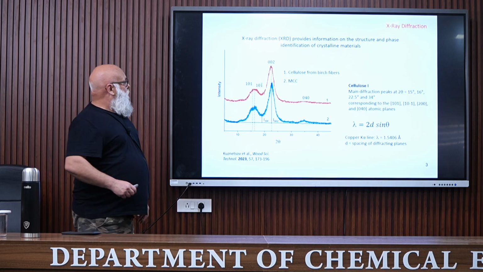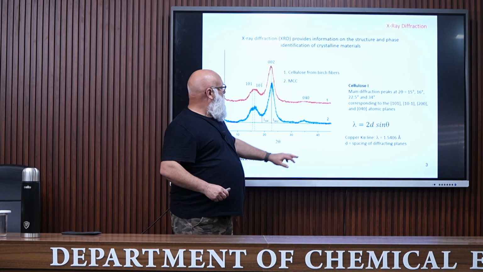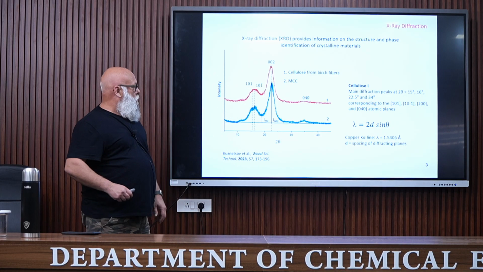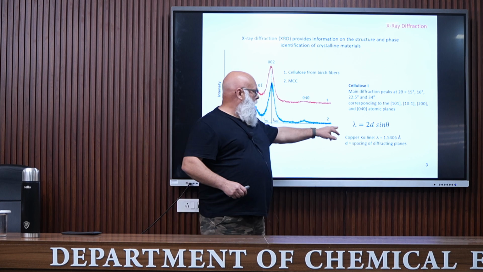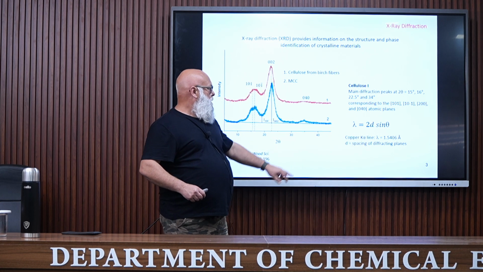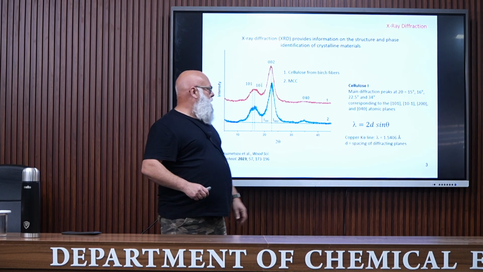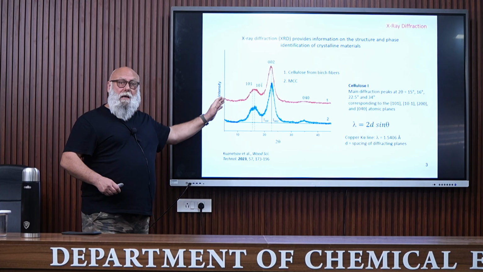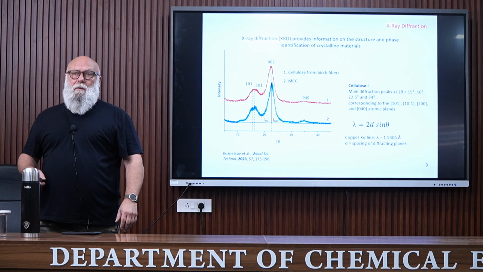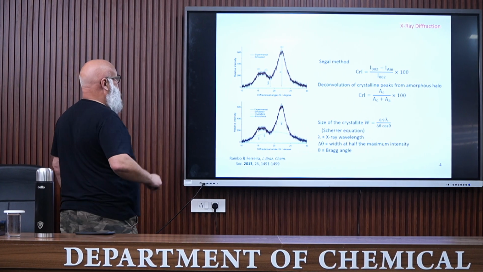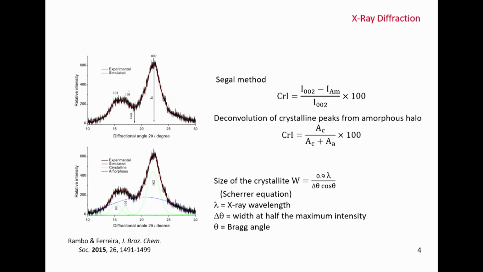Usually, for an X-ray diffraction experiment, the copper K-alpha line is used, meaning that in the Bragg equation, this wavelength is used, and d corresponds to the spacing of diffracting planes. So it's important to check if we still have this diffraction peak after chemical modification or grafting. We can also determine the degree of crystallinity.